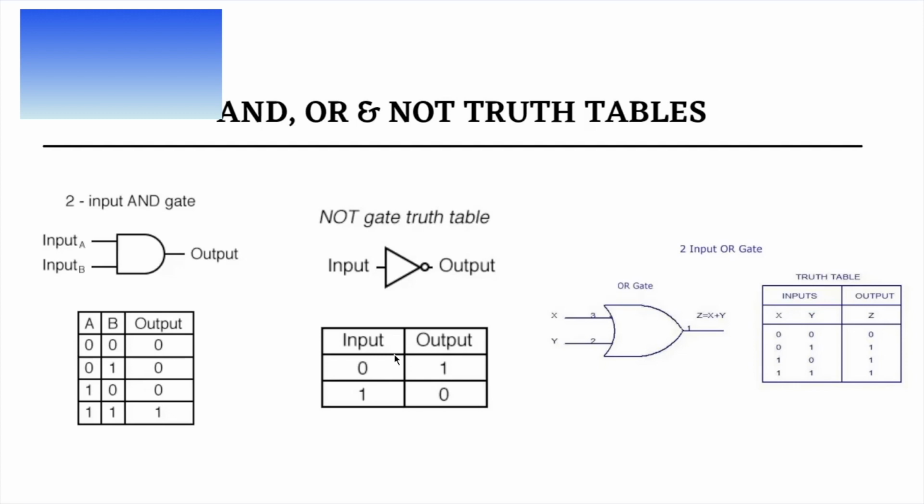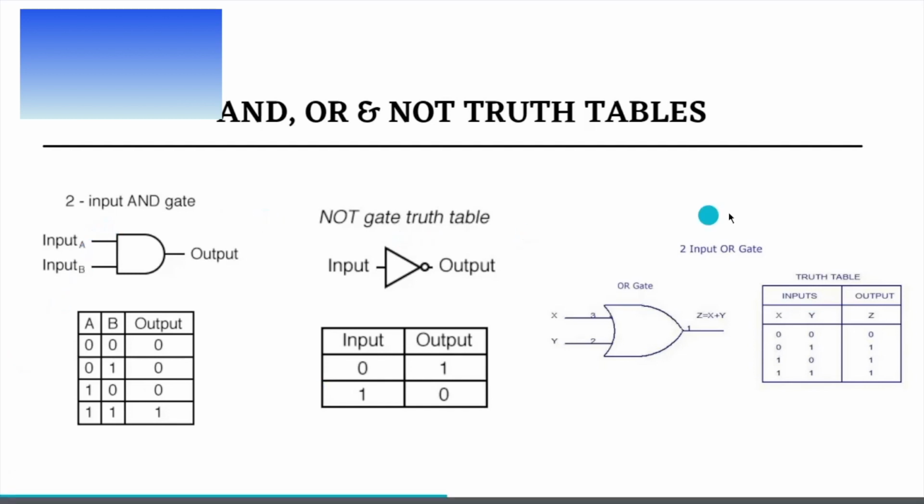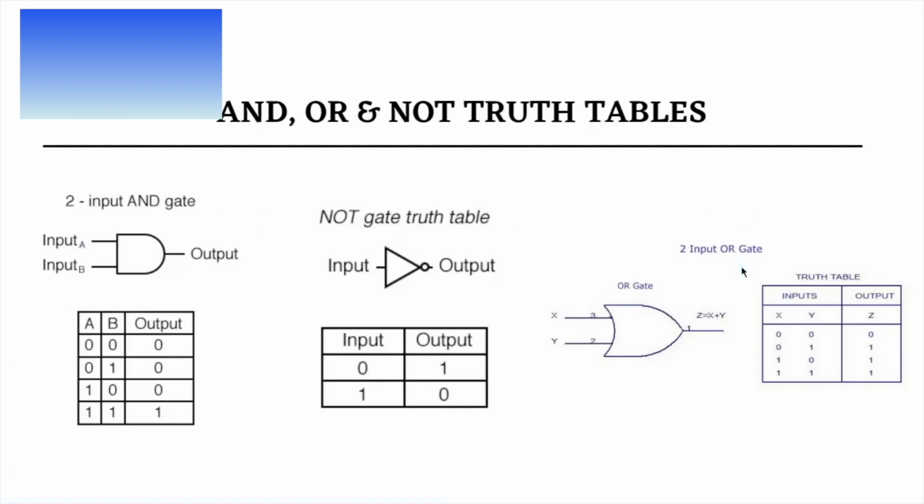So what is basically an AND gate, NOT gate and OR gate? The AND gate does the multiplication operation basically. See here, we are taking two inputs, A and B, and we take an output.